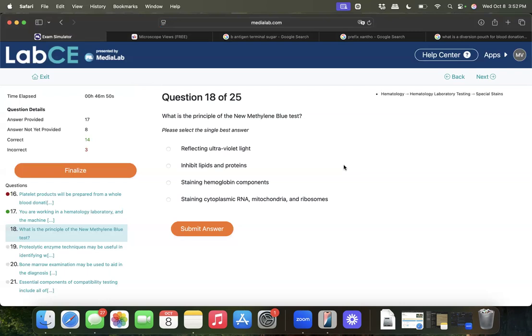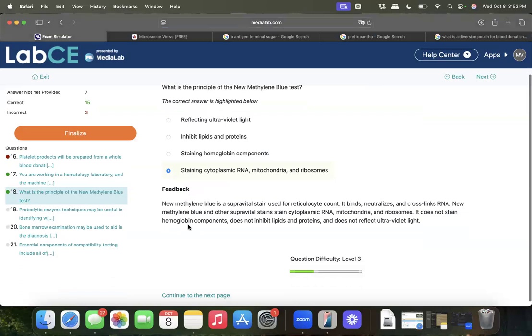All right, this is question 18. What is the principle of the new methylene blue test? A, reflecting ultraviolet light. B, inhibit lipids and proteins. C, staining hemoglobin components. Or D, staining cytoplasmic RNA, mitochondria, and ribosomes. All right, we're getting a lot of D's in the chat. That is correcto, okay?